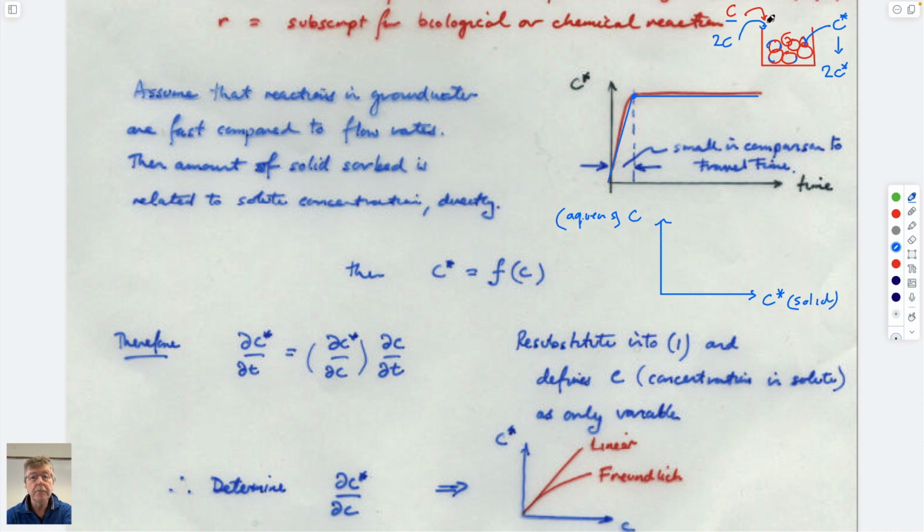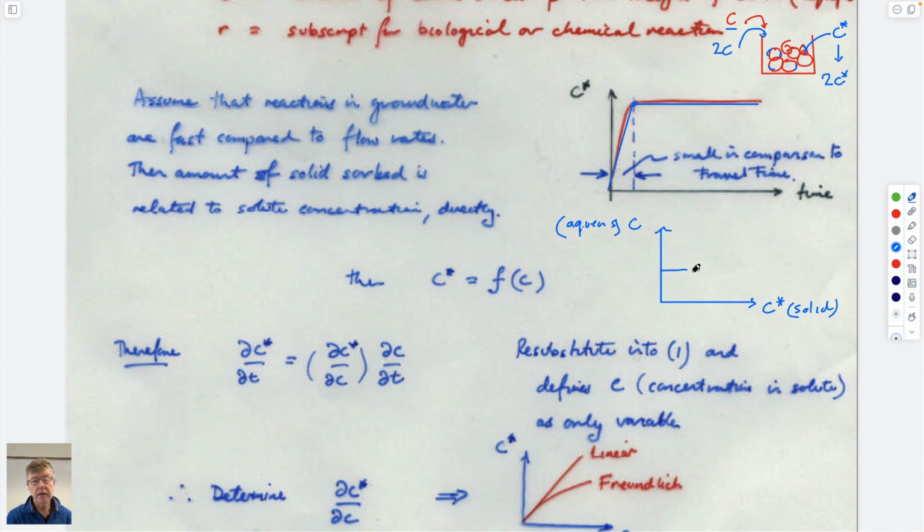Then if you do this first experiment and you add it, then it will partition onto the solid with a data point here. If you double the concentration, you add it, you'll get another data point here. And so linear sorption means just this. And I guess you could think of this as, this would be dC, and this would be dC star, a small increment of those.